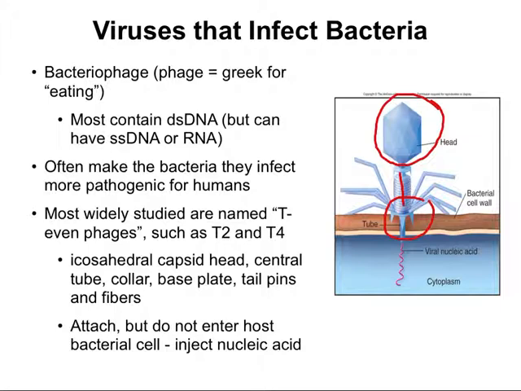The bacteriophage attaches to the cell but does not enter the host cell. It simply injects its viral nucleic acid into the cell. That viral nucleic acid will then take over the cell's machinery and produce more bacteriophages, which will eventually be released from the cell.